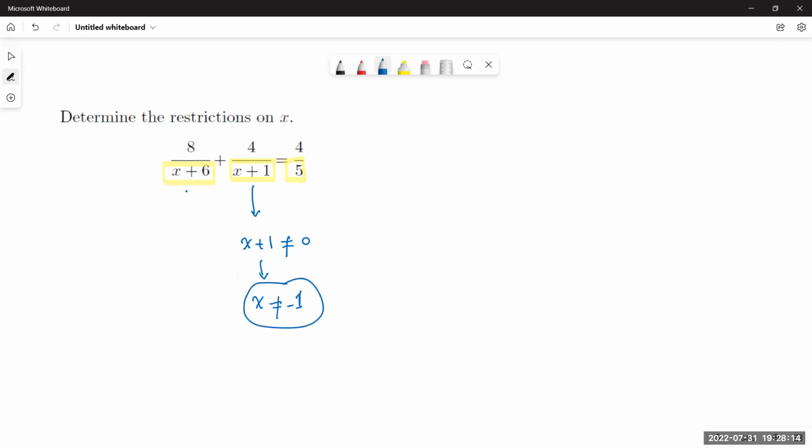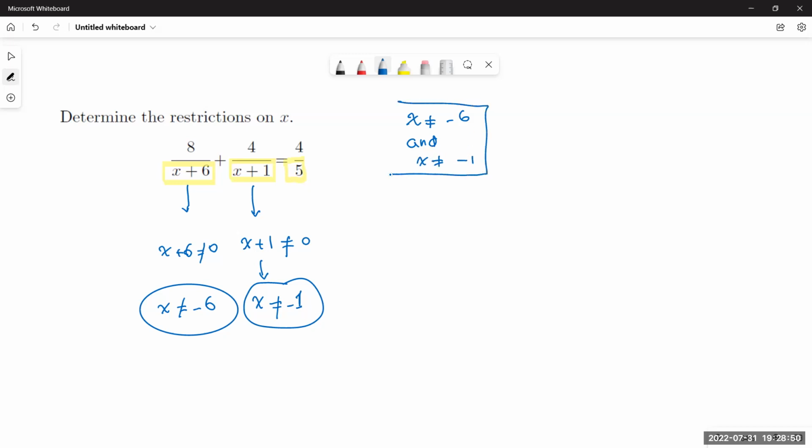Now we can do the same thing with the x plus 6. We can set x plus 6 equal to 0 first and solve it. It's going to give me x equal to minus 6. Now we know the denominator shouldn't be 0, so we can make a different sign here and here, and this is going to be the second restriction. So there are two restrictions on x. The x must be different than minus 6, and x must be different than minus 1. And this is going to be your final answer.